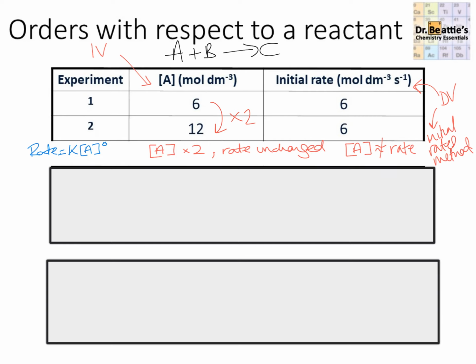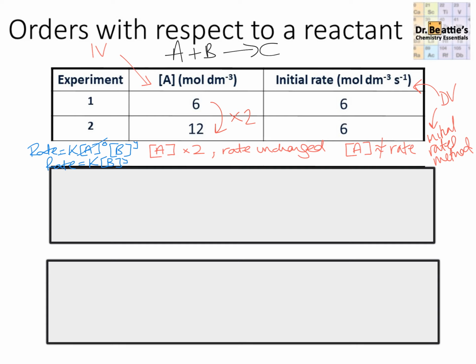Now I don't know what the effect of B is at this stage, and so I'd just leave that as B to the power of y. I'd have to do further investigation there. But what I can do is, because A is to the power of 0, it doesn't matter what the value of A is, so I can simplify my rate equation further. I do this by removing A to give me rate equals k B to the power of y.